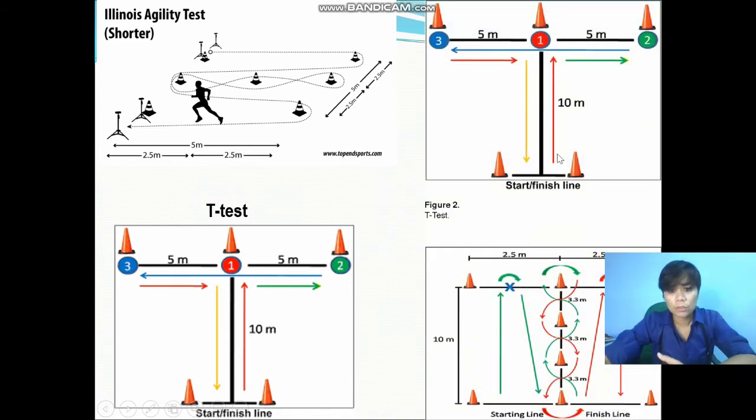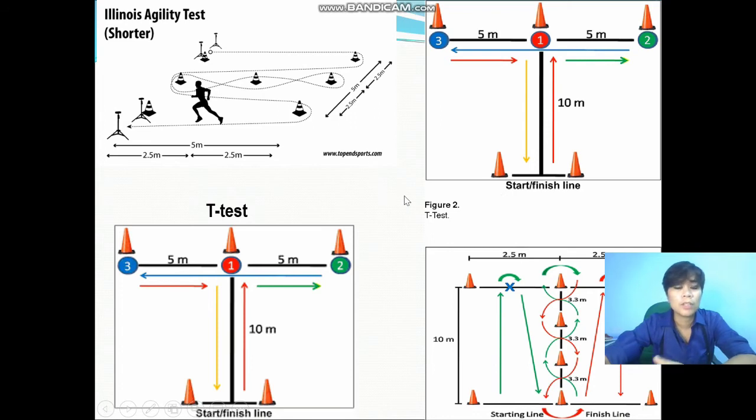Right. So this one is the zigzag run. Okay, this is the zigzag run. Okay, no, this is Illinois. Okay, this is figure 2, the T-test.